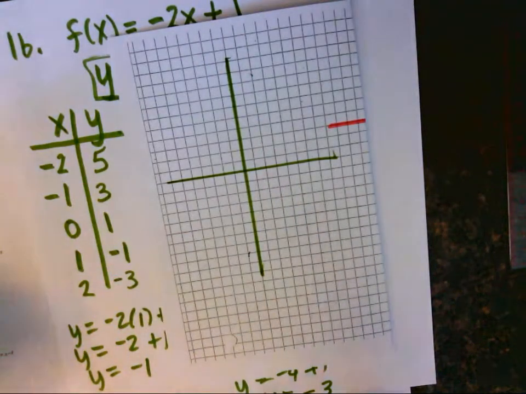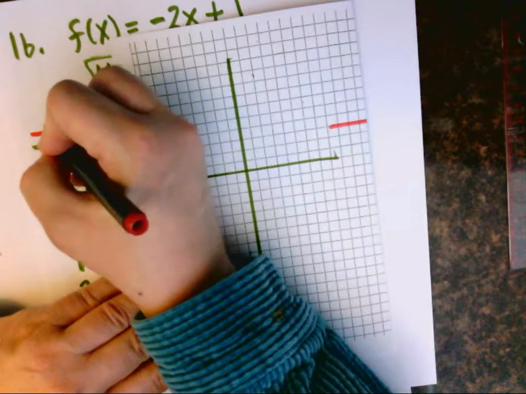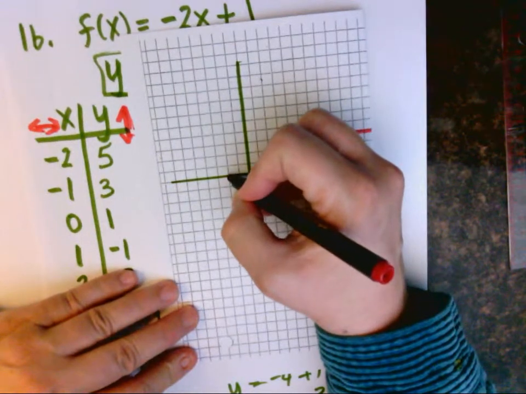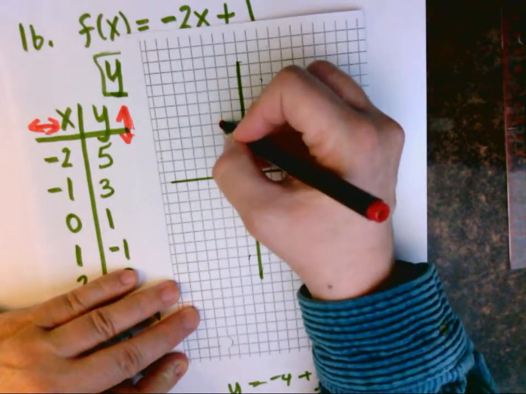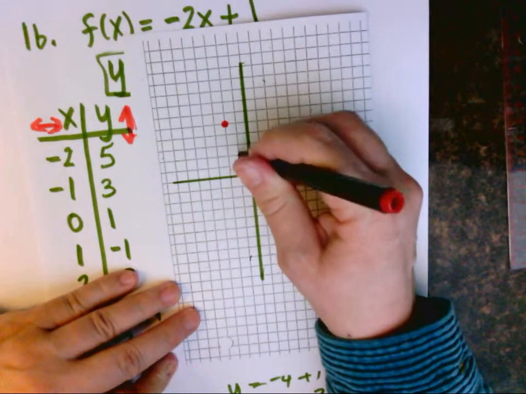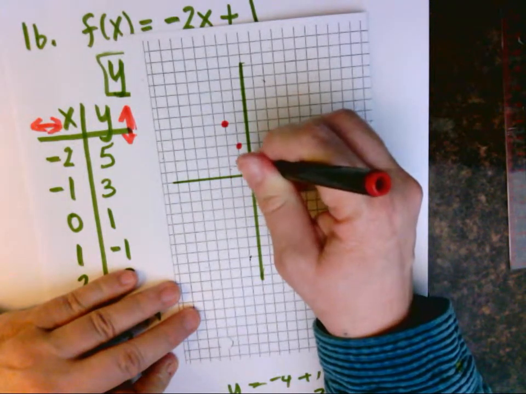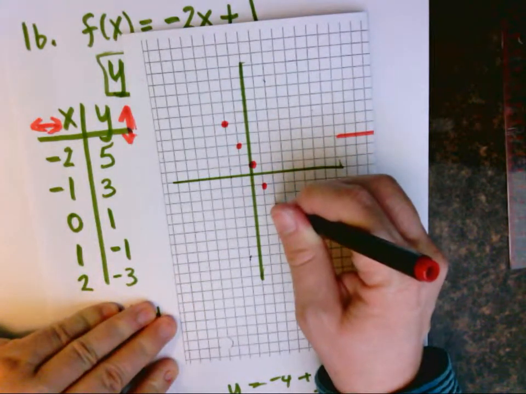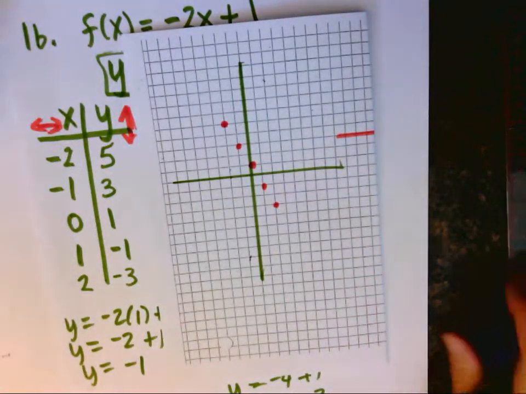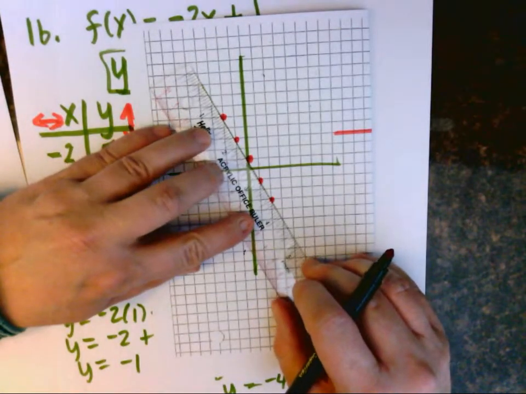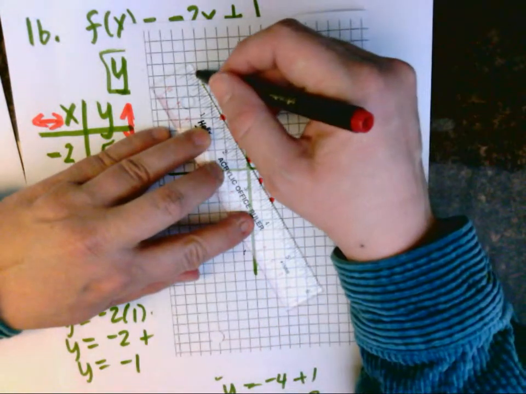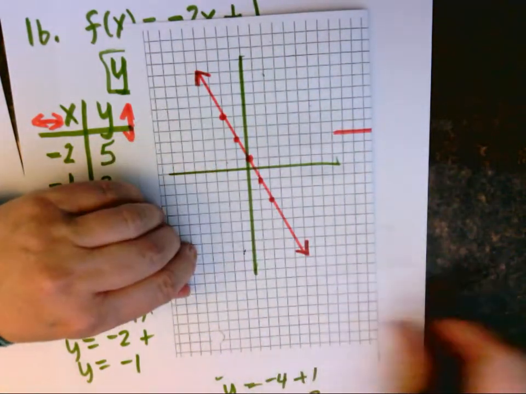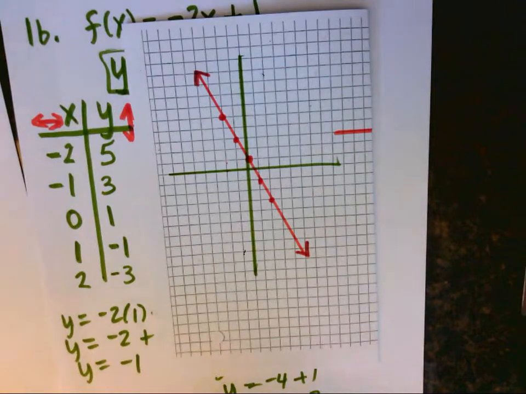The ones from the table here, I go to -2. Remember, the first value tells you the x, left and right, and the second value tells you the y, the up and down. So I go to the left 2 and up 5. All right, to the left 1 and up 3. 0, 1, 1, -1, and 2, -3. Okay, with any luck, that's going to be a straight line. Officially, you only have to plot 2 points to get a line. I would always plot a third, and make sure that you have not messed up.